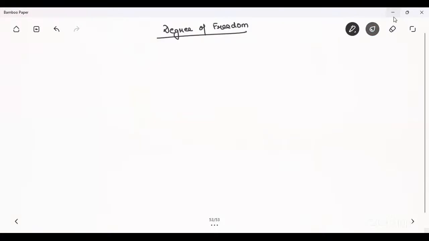Okay. Degree of freedom means mode of movement of a gas. Like how a gas can move. Like if I leave you in a room, how will you run? Are you going to jump or are you going to run? So, mode of the movement of gas.